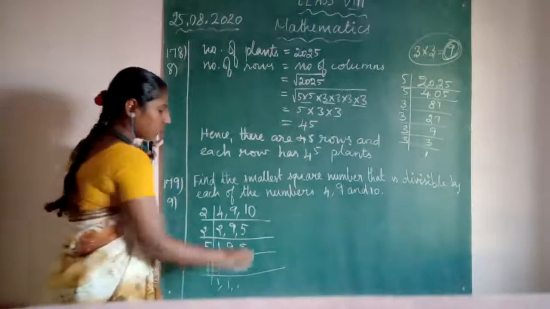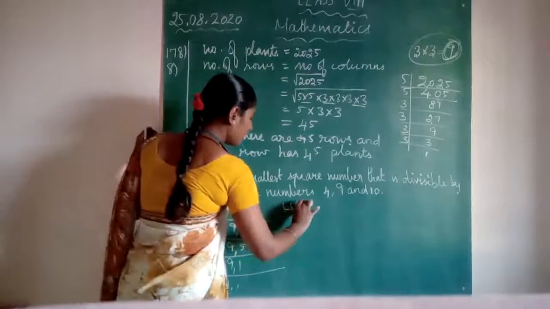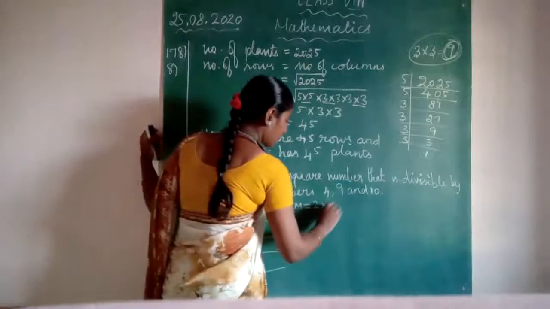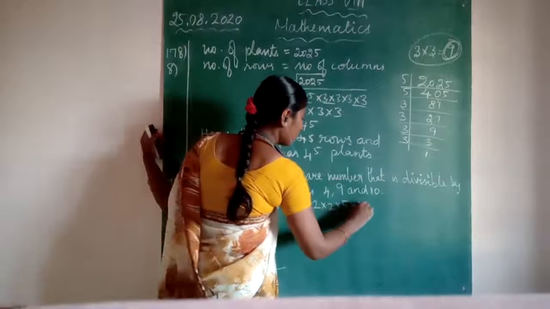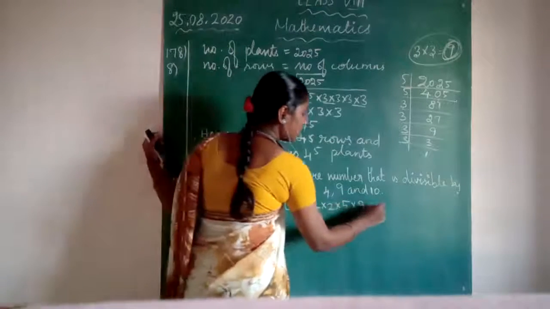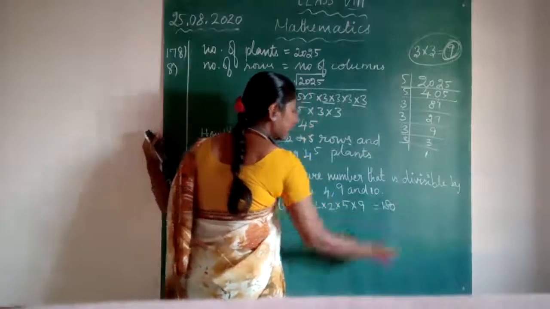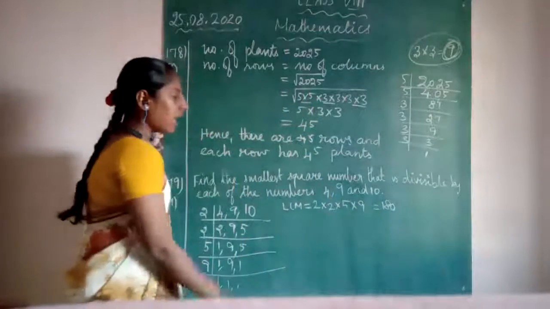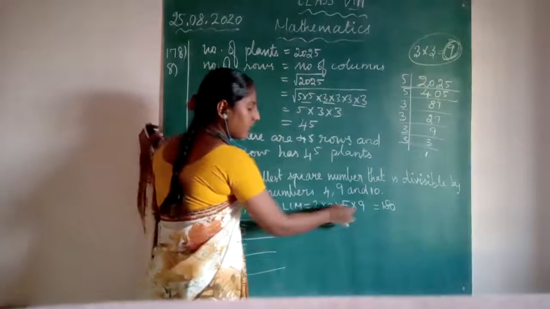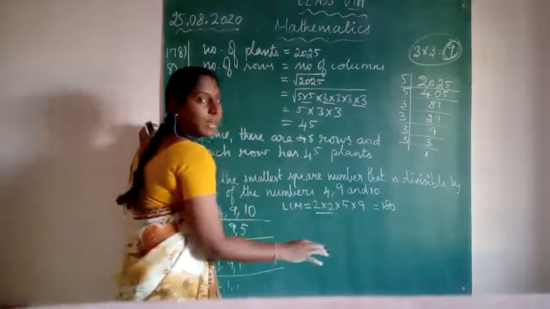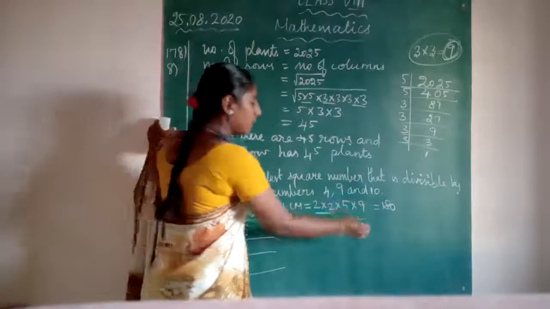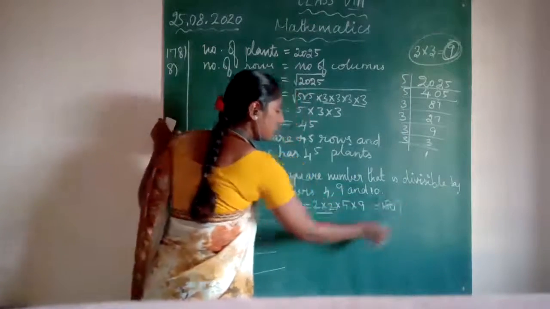So what is LCM? LCM is equal to 2 into 2 into 5 into 9. 2 2s are 4, 4 5s are 20 and 20 9s are 180. Is it clear? And you know that here only 2 is in pair. 5 and 9 both are not in pair. So if we need a square number, we have to multiply 180 into 5 into 9.